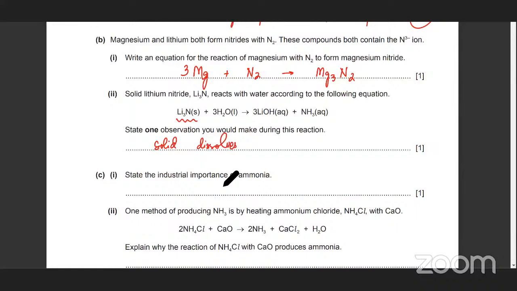State one industrial importance for ammonia. Ammonia is used as a fertilizer. NPK fertilizers are made mostly from ammonia. Fertilizers that contain nitrogen, phosphorus, and potassium.